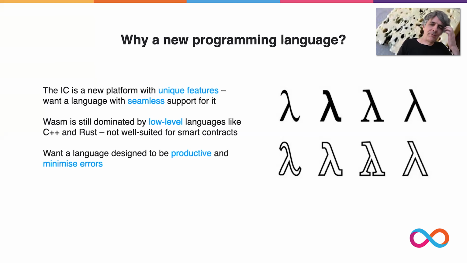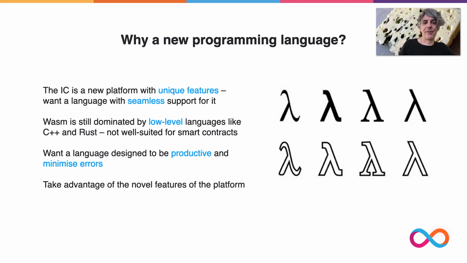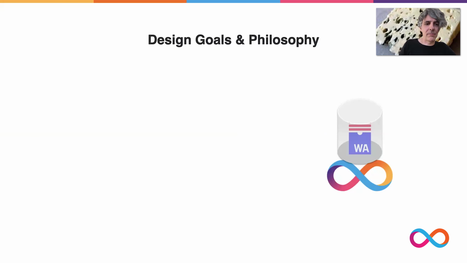So the goal here was that we wanted a language that is designed to be productive, and because of our application domain, also put a particular focus on minimizing errors, because errors can be fatal in this domain, right? And we wanted to take advantage of the novel features that the platform provides. And the last point is also important in comparison to other languages on other blockchains. We wanted a language that is more conventional in the sense that you don't actually need to know anything about blockchains, right? The blockchain is an implementation detail that should not surface in your developer experience. It should be irrelevant as much as possible.